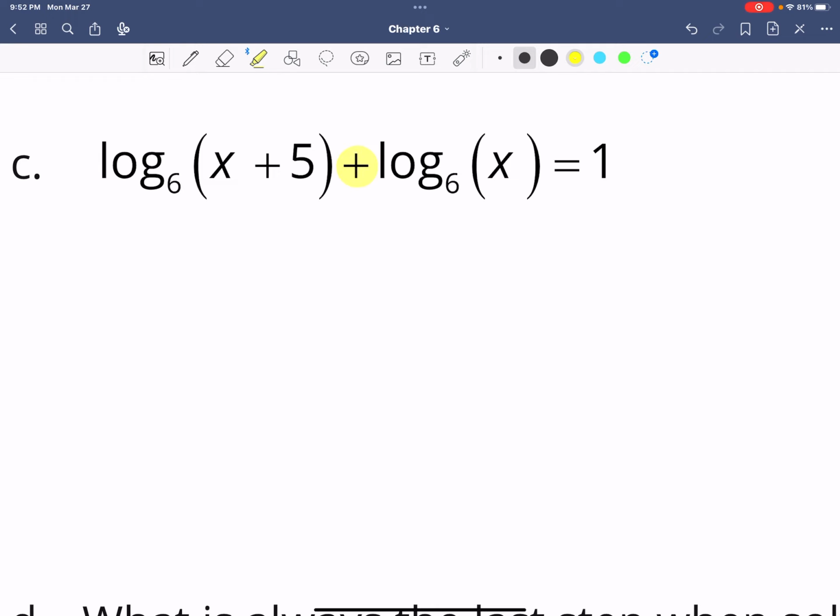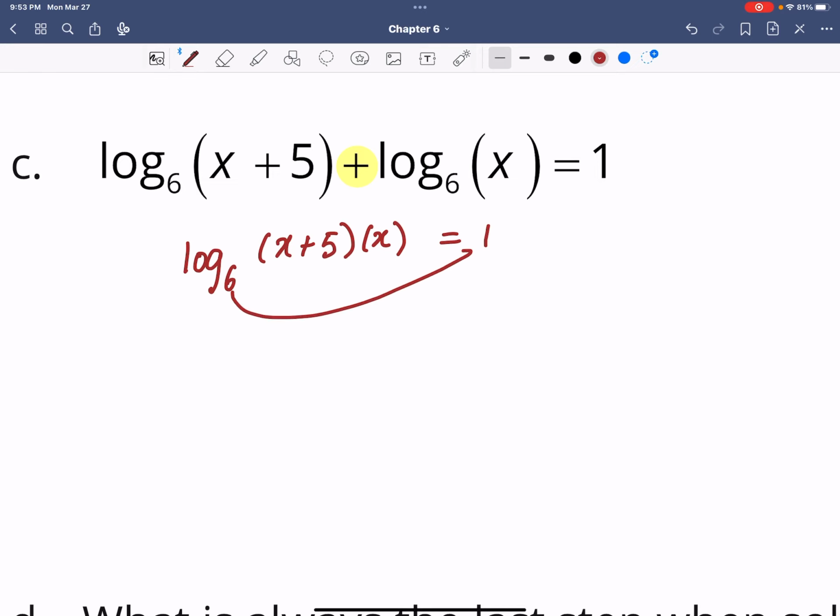This is addition. So addition becomes multiplication. Double log becomes single log. So addition becomes multiplication is equal to 1. Now I have single log. What do I do? Change this into an exponential function. And I have x plus 5 times x is equal to 6 to the power 1, which is 6. And now when I multiply, I have x squared plus 5x is equal to 6.